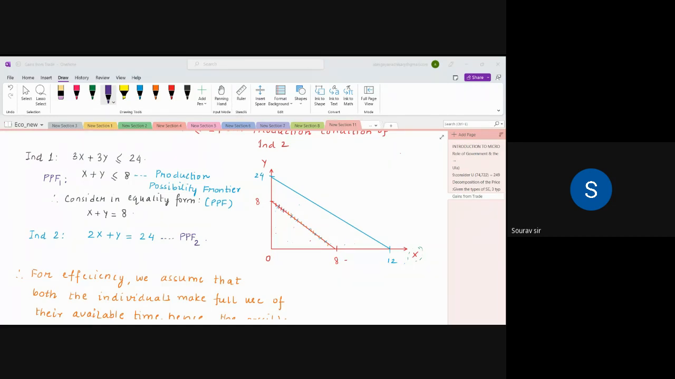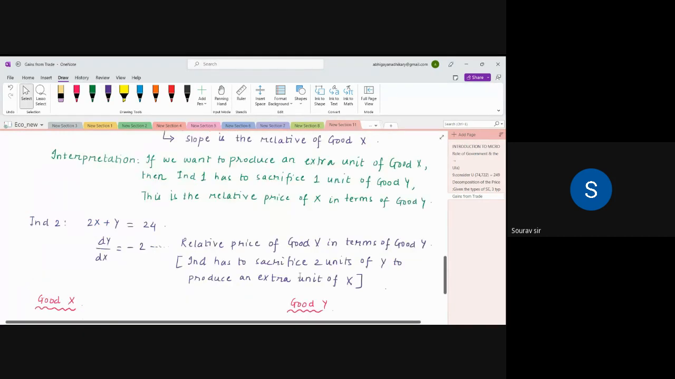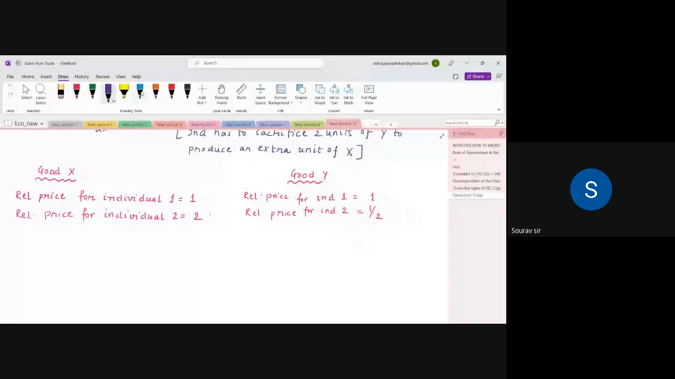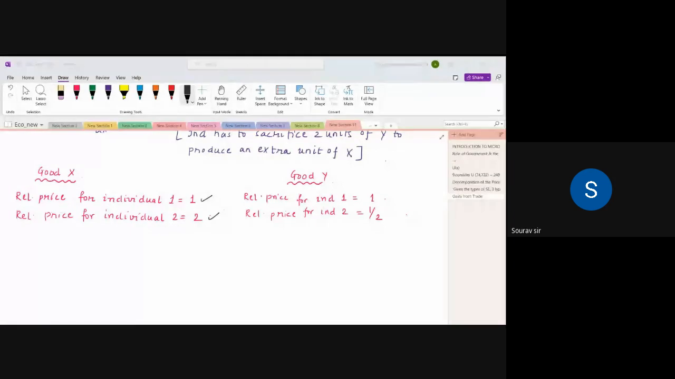Any doubts? Okay. Now the question is that given the relative price of the two goods for these two individuals, can we actually have a trade between them for better consumption outcomes? Take a look at good X, for instance. The price of good X for individual 1 is cheaper than for individual 2. Correct. The relative price for good X is actually lesser for individual 1 as compared to individual 2.